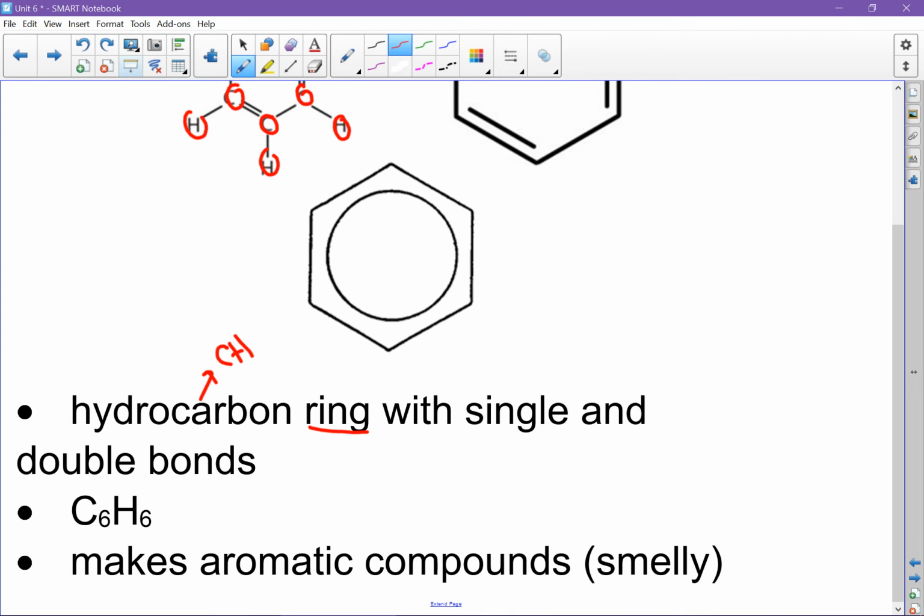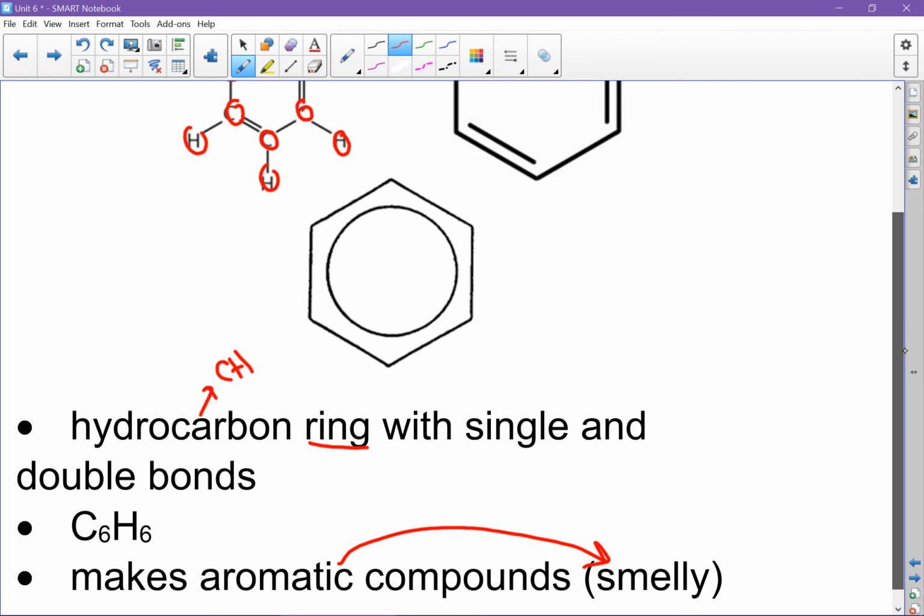And the reason that benzene is important is it makes what's called aromatic compounds. Aromatic means smelly. So things like perfumes and anything that kind of smells good, we usually make that with benzene, and that's why it's such an important organic compound.